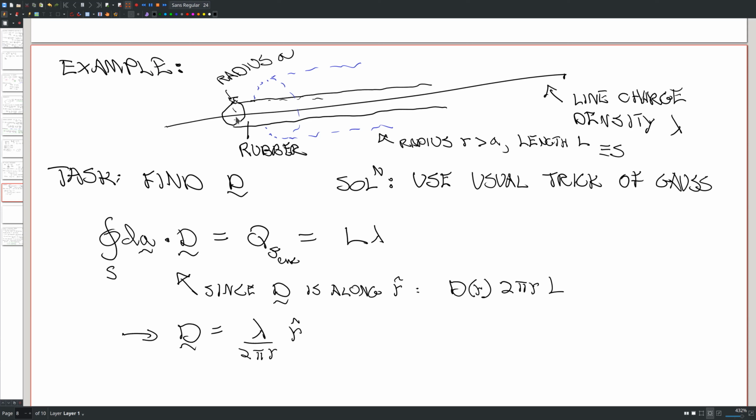Yeah. So this reasoning here gives you the displacement at all values of r. Okay. This is valid for any r.